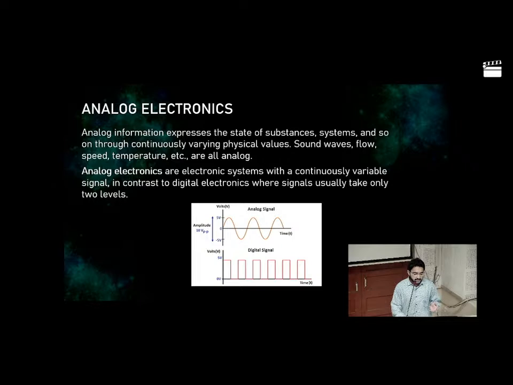Analog electronics are electronic systems with continuously varying signals, whereas digital signals are those which take two values only, either 0 or 1. Analog waves can take any value depending on the nature of the signal. Like in this example, you can see a peak to peak 10 volt analog signal, and also a digital signal which has a 0 value and a maximum value of 5 volt. The digital signal takes either a 0 value or a 1 value, which corresponds to 5 volt.